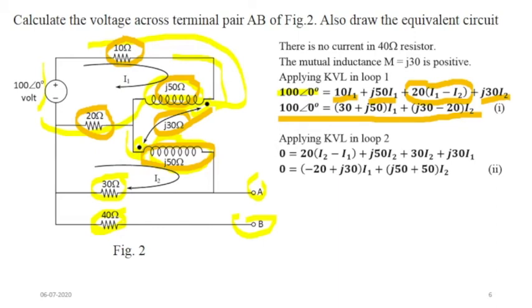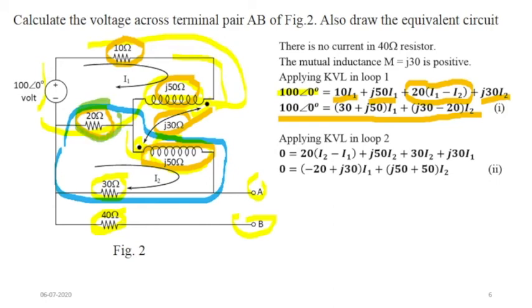In a similar manner, we are going to apply Kirchhoff's voltage law in loop 2. So now we are going to apply Kirchhoff's voltage law in this loop. In this mesh, the current assumed is I2. We first consider the voltage drop through this 20 ohm. Assuming the current I2 is higher as compared to I1, its magnitude is higher as compared to I1, we could write 20 into I2 minus I1.